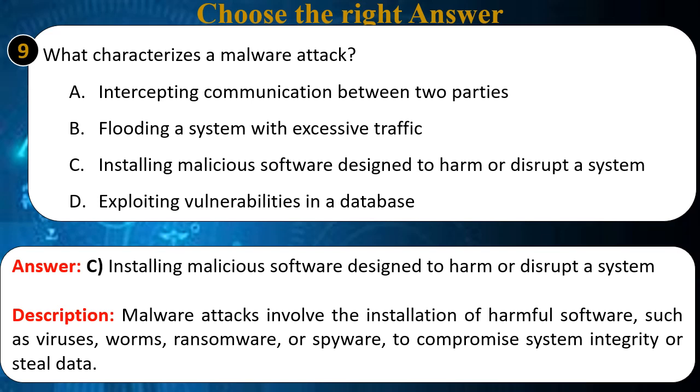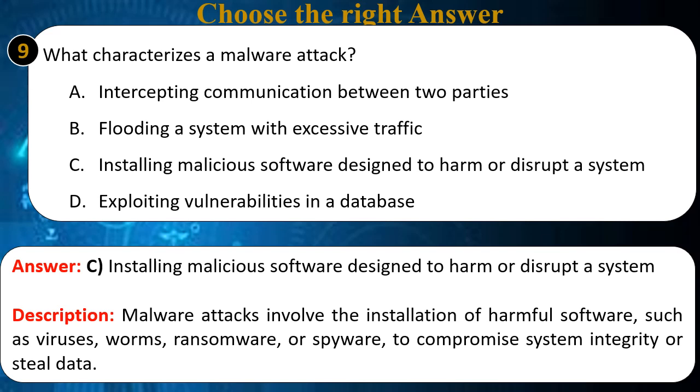Here's why the other options are not as accurate. A. Intercepting communication between two parties describes a man-in-the-middle attack, which isn't necessarily related to malware. While some malware can be used for eavesdropping, it's not a defining characteristic. B. Flooding a system with excessive traffic describes a distributed denial of service (DDoS) attack, which also isn't directly related to malware. DDoS attacks can be launched using compromised devices infected with malware, but the malware itself isn't the primary cause of the attack.